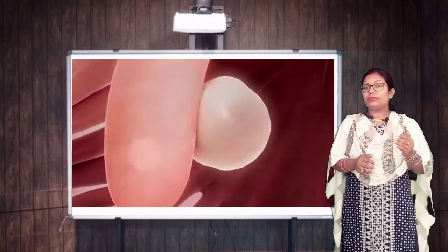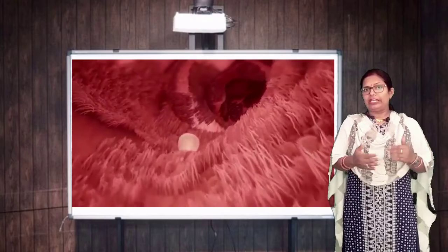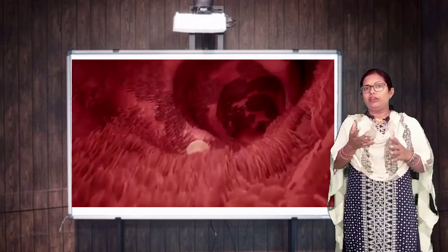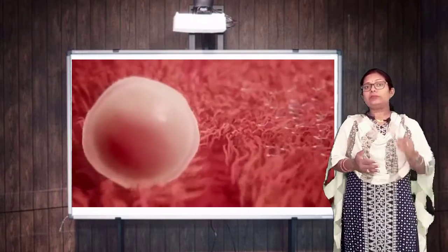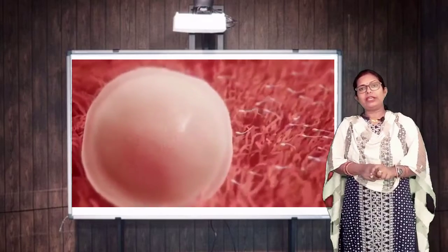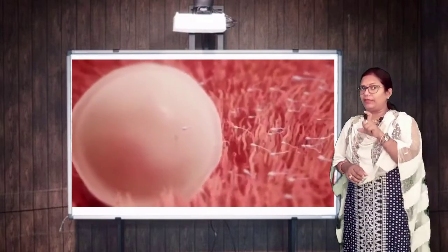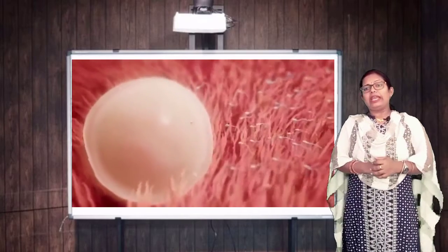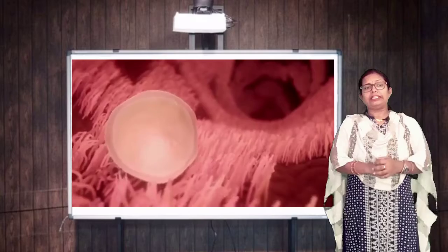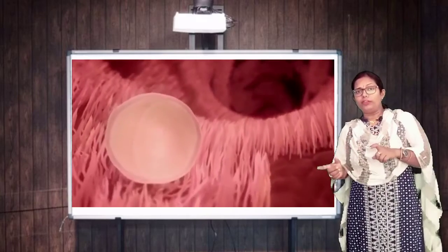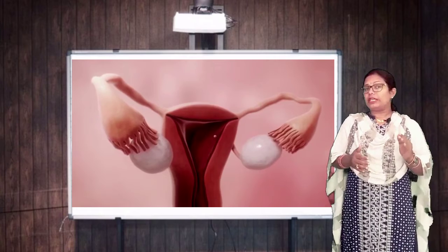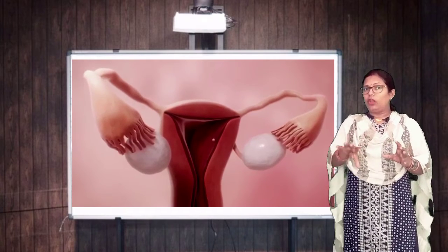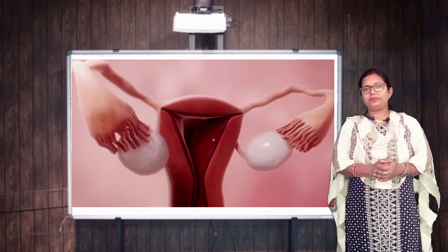And ovulation means the release of ovum from the ovary in the form of a mature ovum. Mature ovum जब ovary से release होगी तो इस process को हम लोग क्या कहेंगे? Ovulation. Ovulation occurs on the 14th day of menstrual cycle, and if the ovum gets fertilized, then the zygote moves from oviduct to the uterus and gets fixed in the wall of the uterus. And this process of fixing of zygote in the wall of uterus is known as implantation.